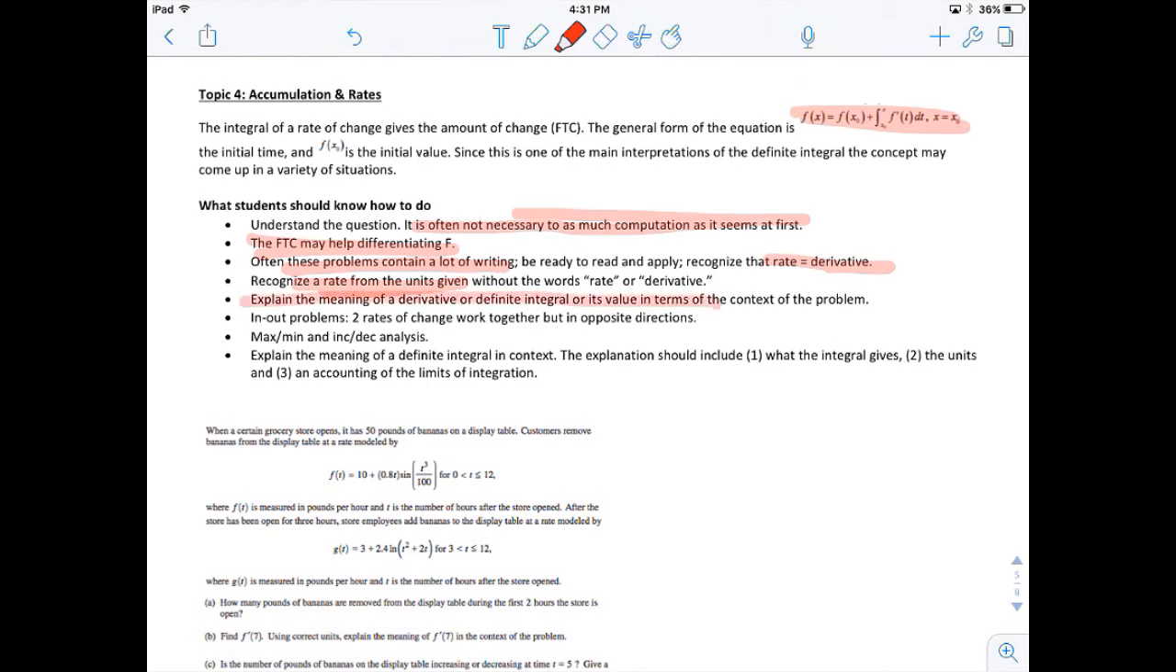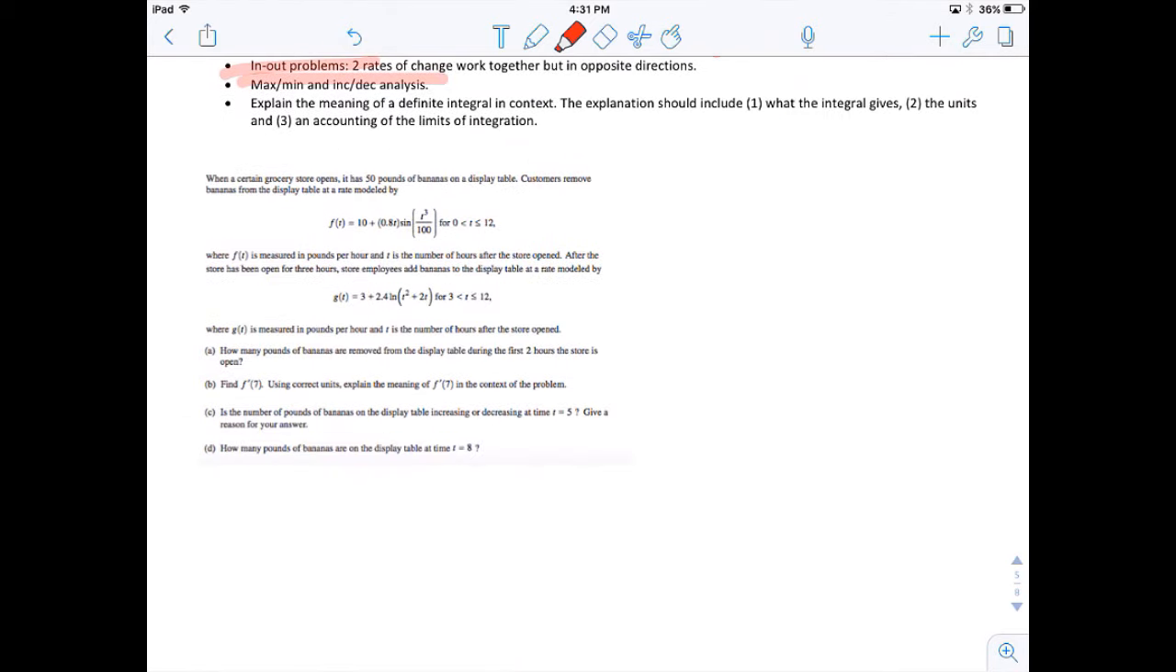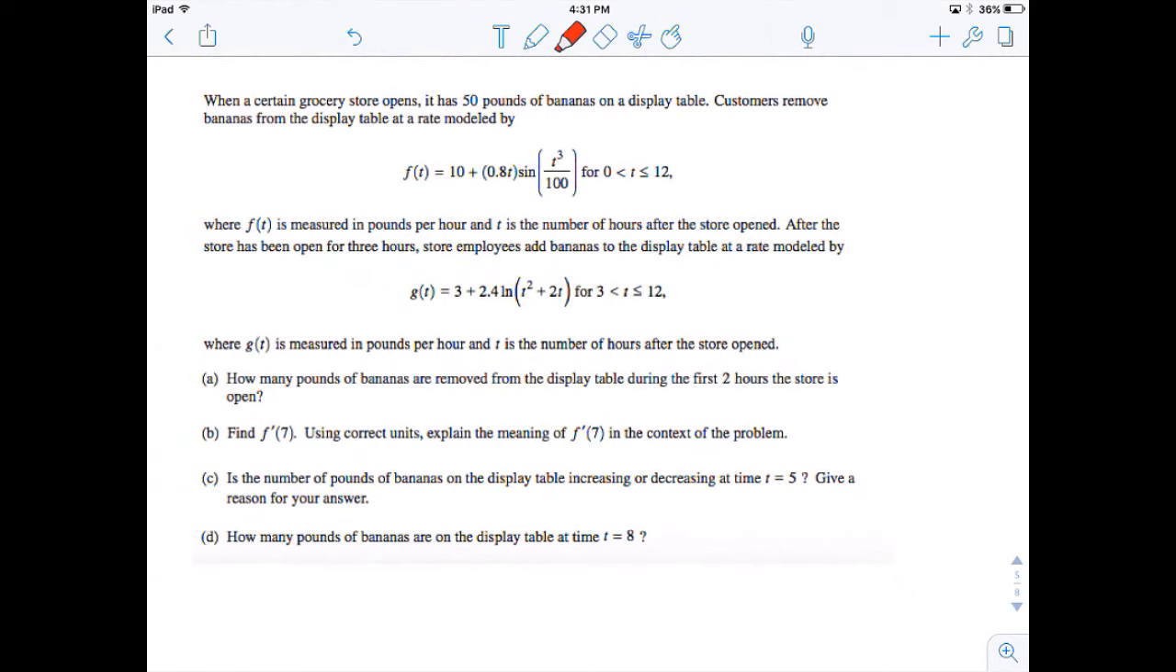So I just want to look at this one. You guys pretty much are killer at these, but there's some things we can look at. We're not going to do the whole thing, but just some things to point out. So when a certain grocery store opens, it has 50 pounds of bananas. Initial, boom, I'm seeing that. This is the rate they're being removed. It's often good to label that.